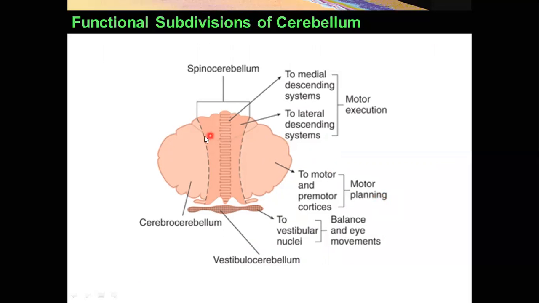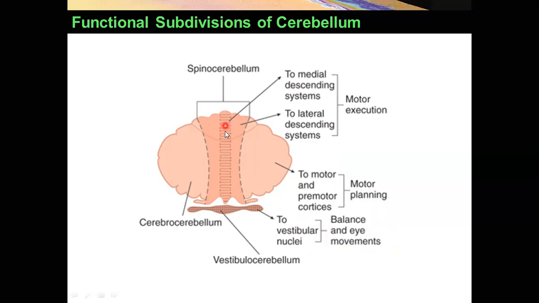Okay, here is the cerebrocerebellum, spinocerebellum, and the vestibulocerebellum. These are the functional subdivisions of the cerebellum. Flocculonodular lobe actually forms the vestibulocerebellum, and the efferents originating from the vestibulocerebellum terminate in the vestibular nuclei to control balance and eye movements.